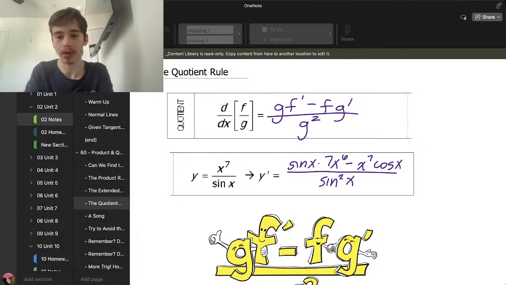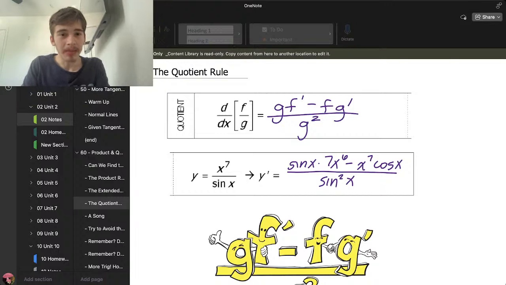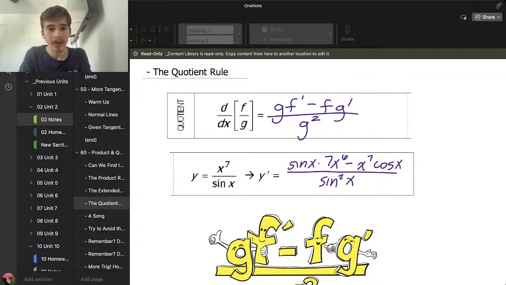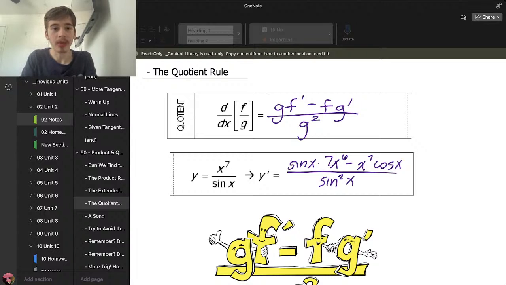Oh God, why am I opening Discord? Oopsie. Okay. Hold on. Let me make my camera a bit smaller so you guys can see the title. My bad. Anyway, back to OneNote.